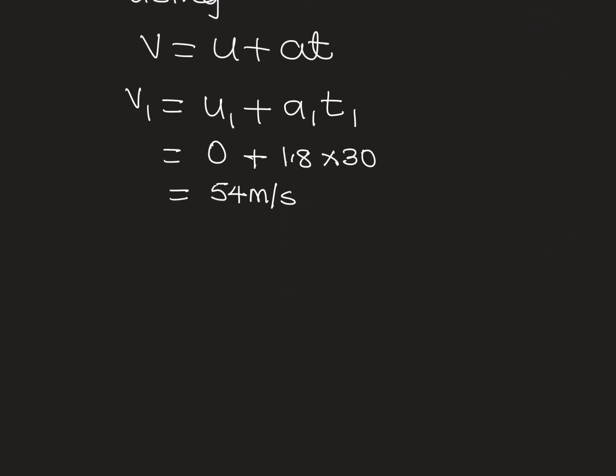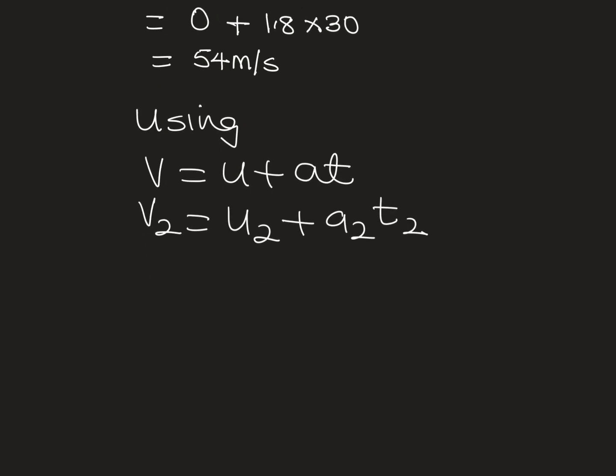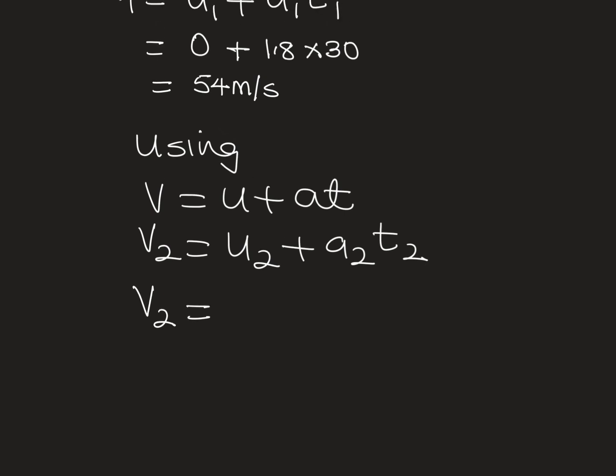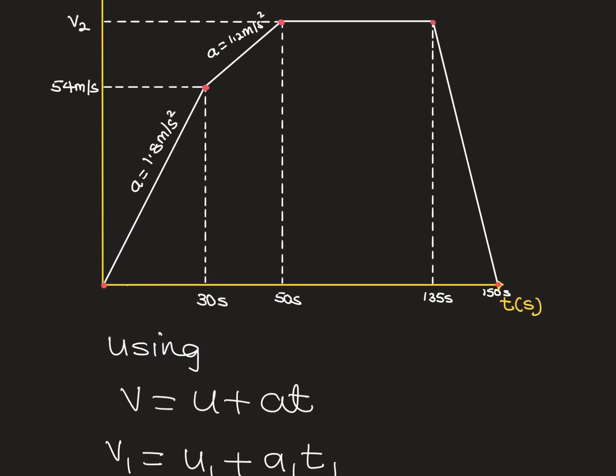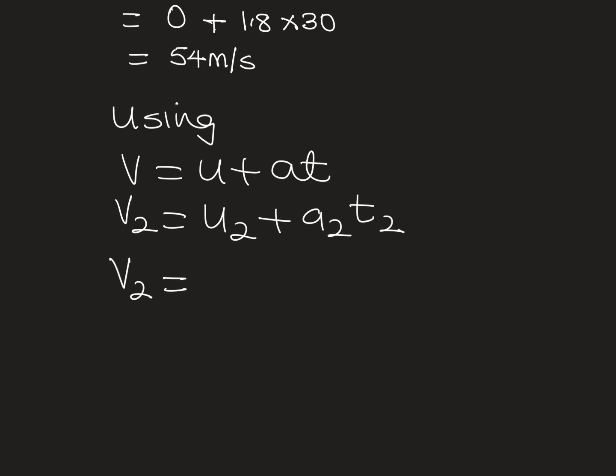So again, using V is equal to U plus AT, so V2 is equal to U2 plus A2 multiplied by T2, 2 indicating that we are referring to the second phase of the motion. So the final velocity at the second phase of the motion will be equal to the initial velocity at the second phase of the motion, like we have said, is going to be 54 meters per second. So that is 54 plus the acceleration there is 1.2 multiplied by the time interval is 20 seconds.